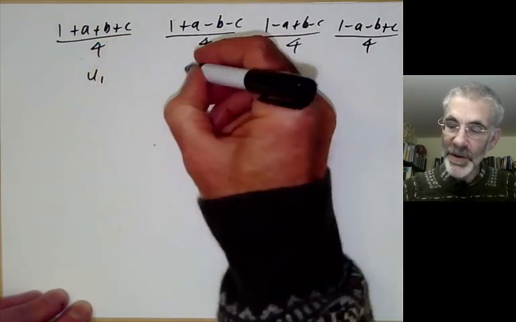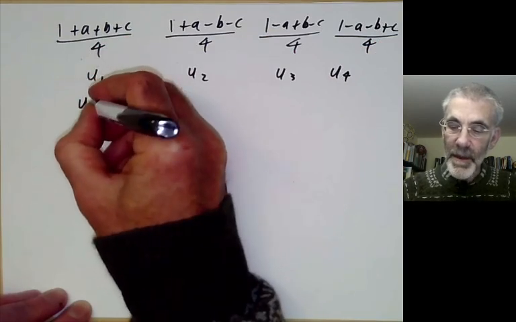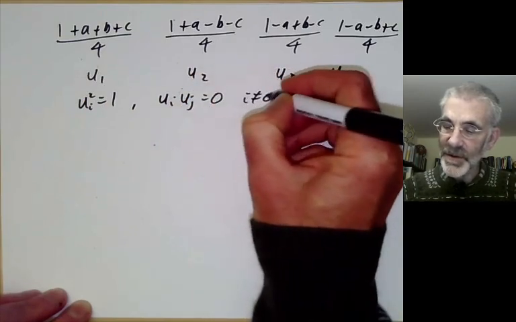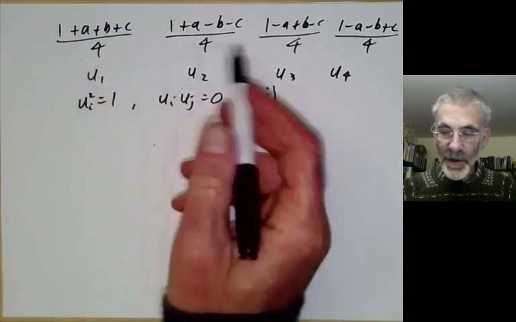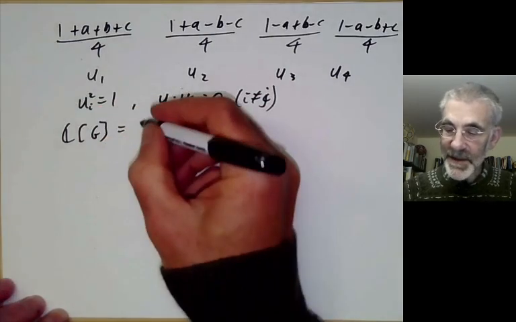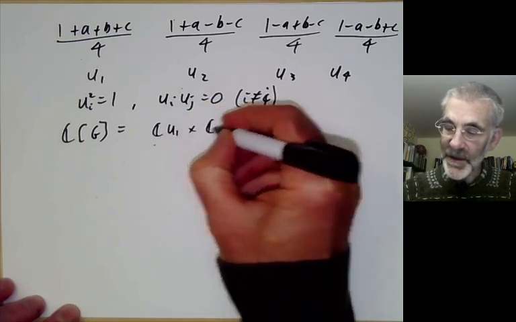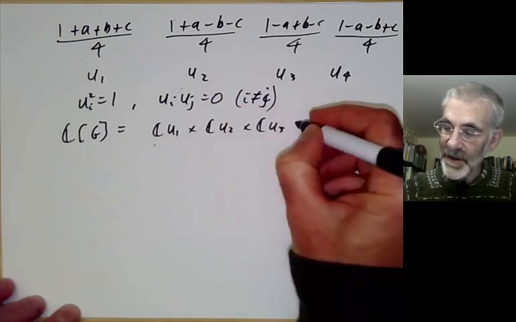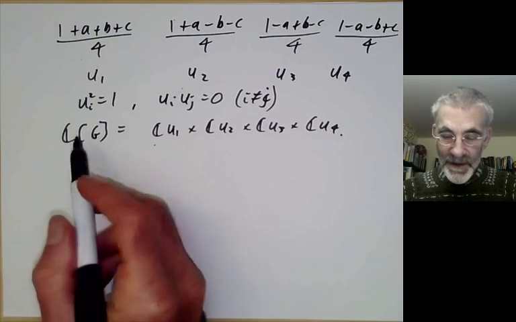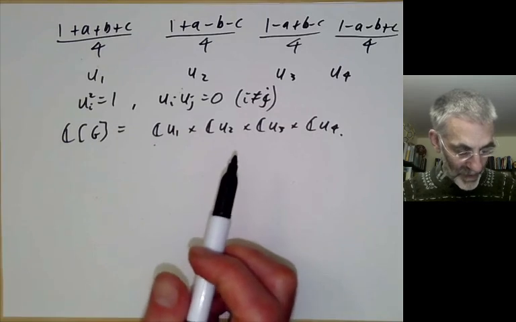So if I write these as U1, U2, U3 and U4, we've got lots of idempotents. So Ui squared is equal to Ui, and we notice Ui Uj equals 0 for i not equal to j. So the group ring C of G splits as a product of four rings, CU1 times CU2 times CU3 times CU4. So the group ring splits in a not completely obvious way as a product of four rings.